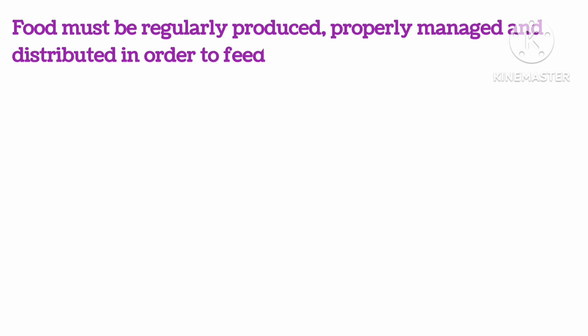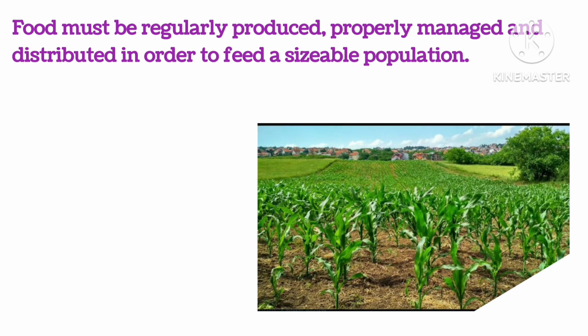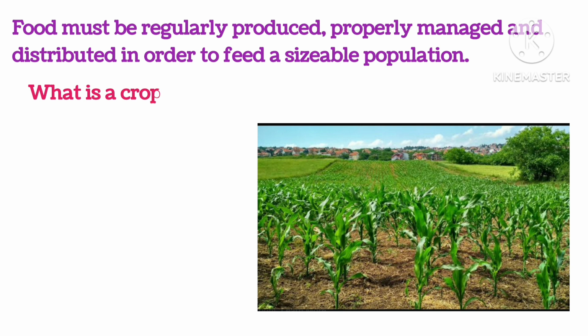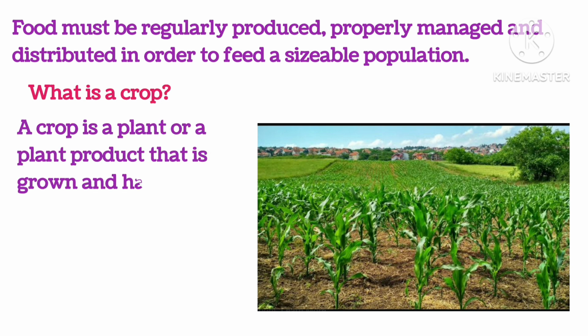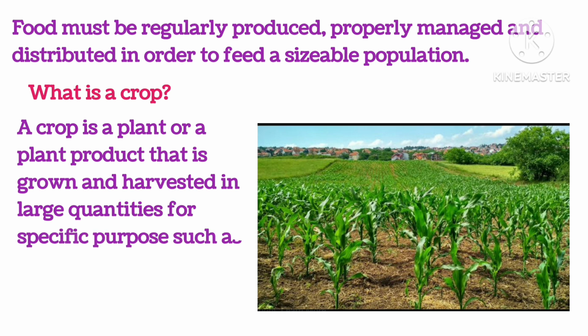Food must be regularly produced, properly managed and distributed in order to feed a sizable population. What is a crop? A crop is a plant or a plant product that is grown and harvested in large quantities for specific purposes such as food, fiber, fuel, and medicine.